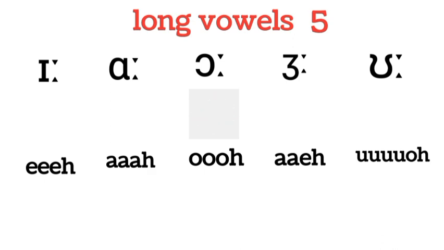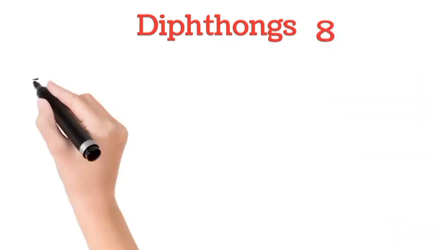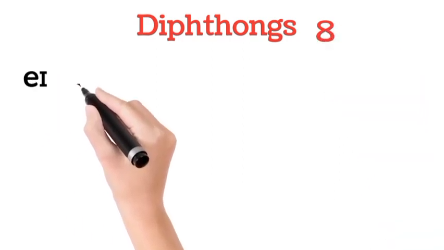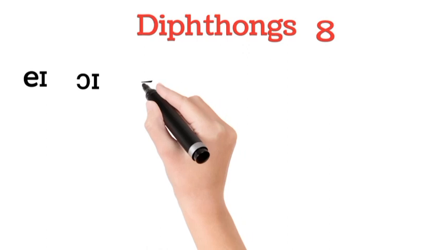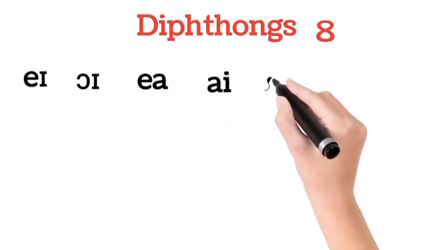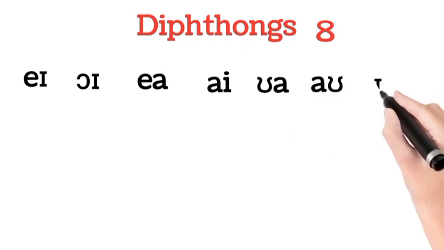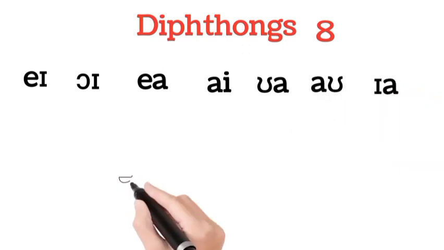Next, we are going to discuss diphthongs. Diphthongs means when two vowels come together. We call them diphthongs. There are a total of 8 diphthongs. Among these, the first one is I.